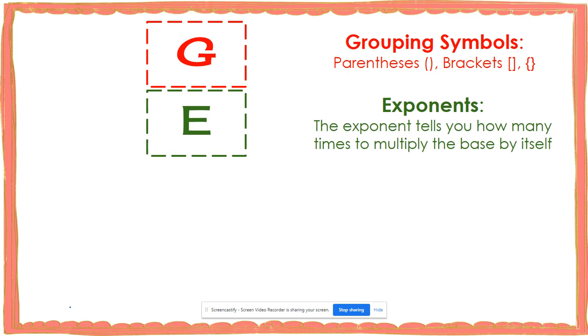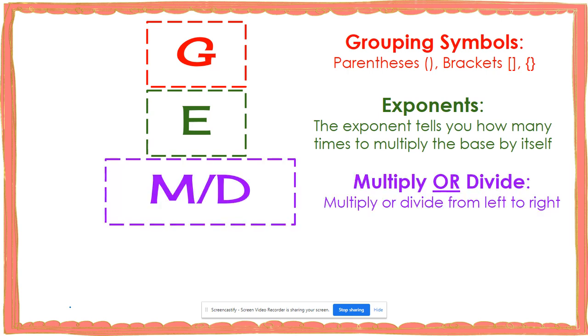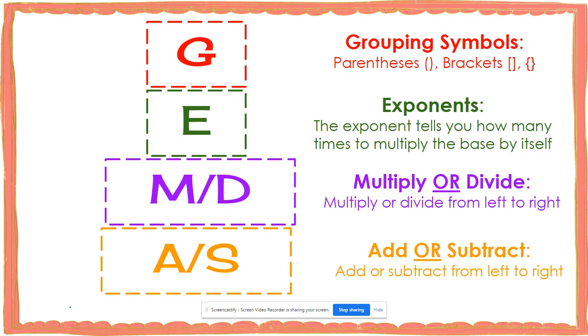After exponents, you will multiply or divide depending on your problem. So you multiply or divide from left to right in your problem, which means whichever one comes first, you do first in your problem. Finally, the last step is to add or subtract from left to right. So let's look at a few examples.